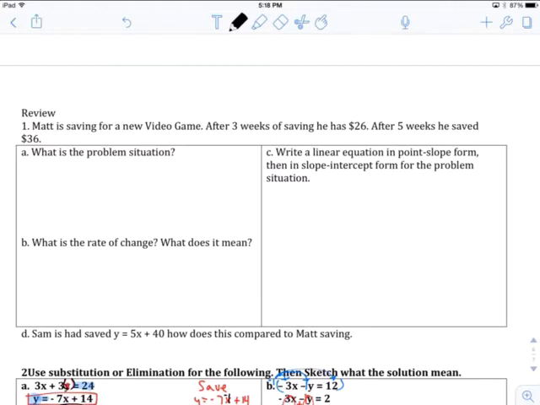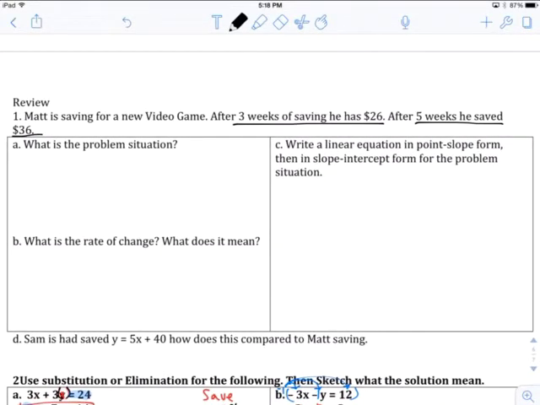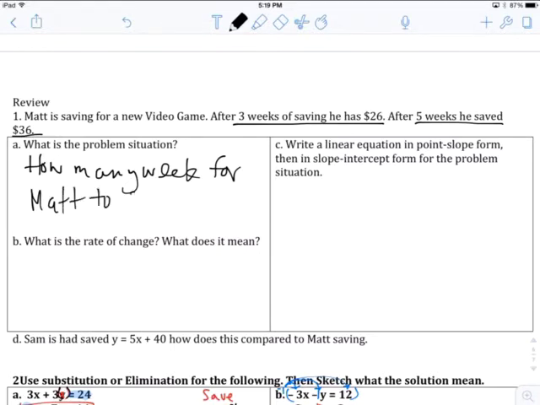Matthew is saving for new video games. After 3 weeks, he saved this much. After 5 weeks, he saved this much. What is the problem situation? The problem situation is how many weeks does Matt need to save, how much money Matt saved, right? How many weeks for Matt to save enough money for video games.